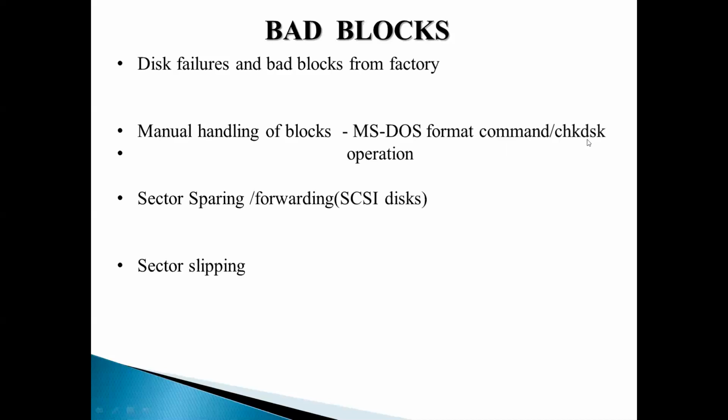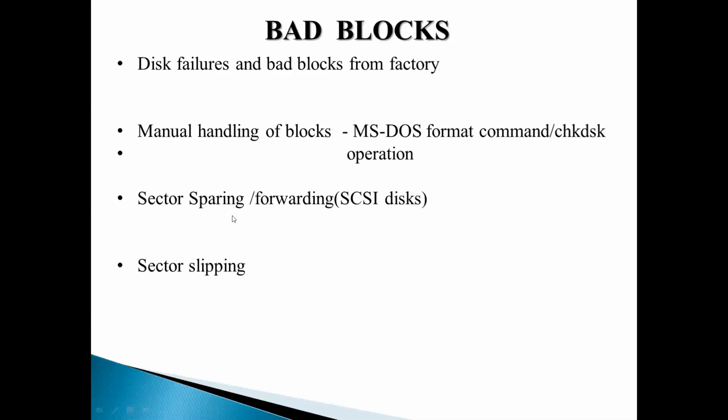Similarly, the MS-DOS operating system also has a check disk operation. During normal operation, this check disk program will be run manually. It will search for bad blocks and log them so that the allocation routines will not be able to use them. But the thing is, when you use this format command or the check disk program, the data in the bad blocks may get lost.